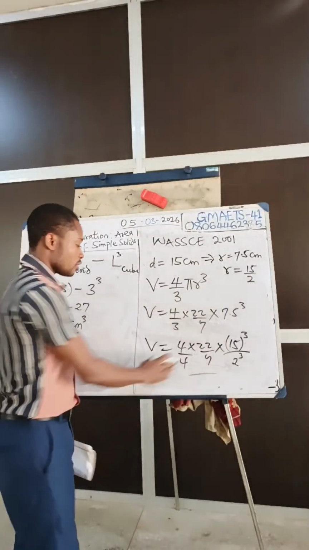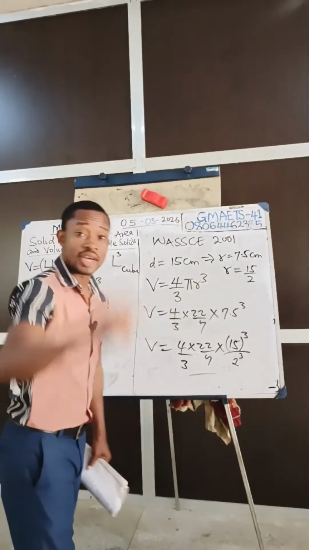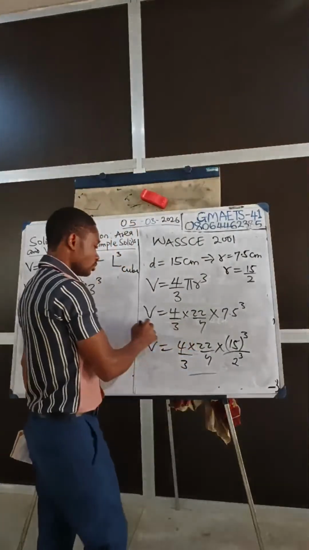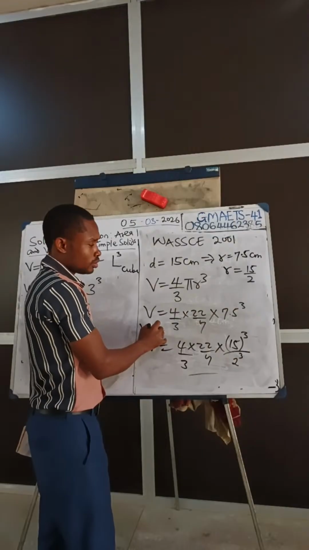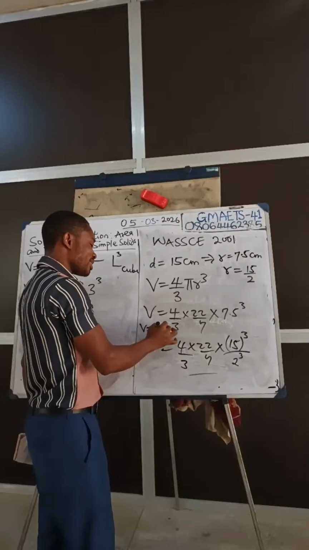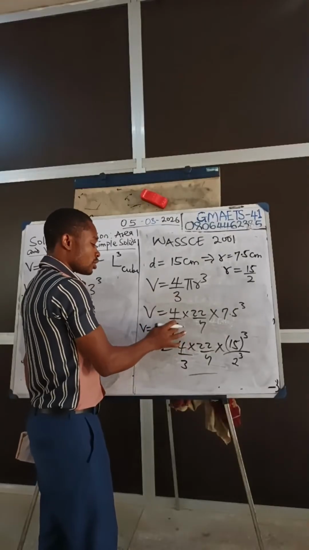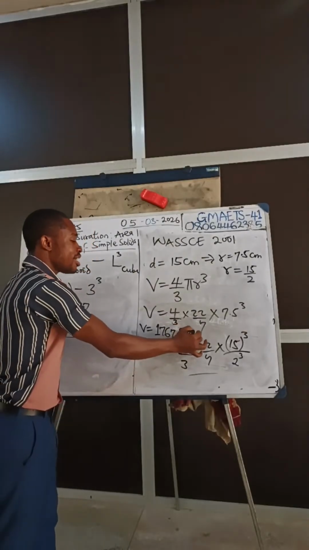You start doing what? Reducing. This is 4 over 3. You start reducing. What did you get? 1,767.85. So the value is 1,767 point 85. Now you were asked to put the answer in the nearest what?